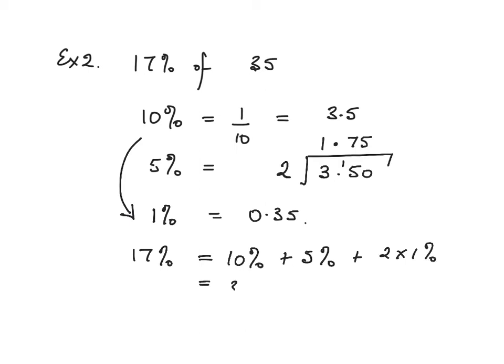That's 3.5 plus 1.75 plus 2 lots of 0.35. And that comes to, well, let's do the calculation and see. So it's 3.5, 1.75. Now, 2 times 0.35 is 0.7.